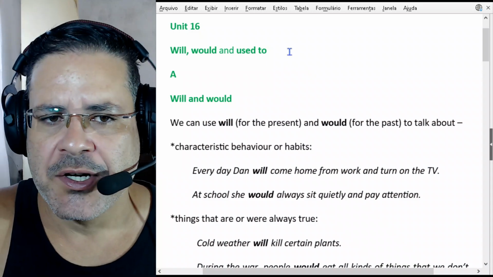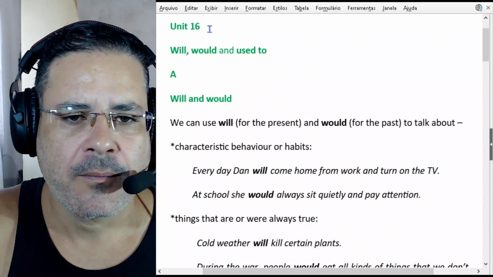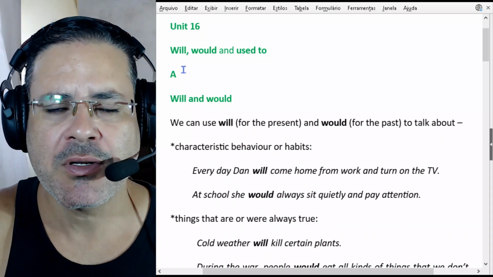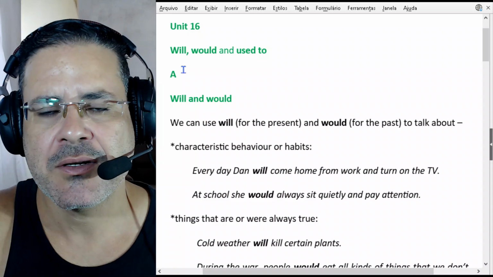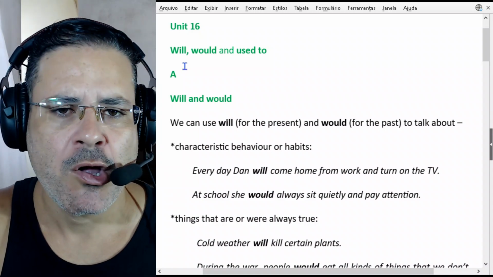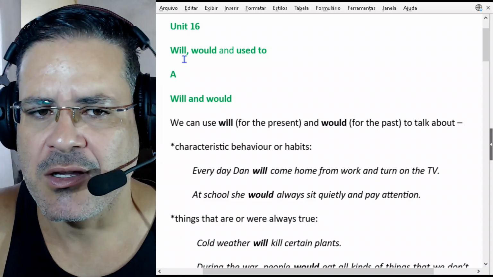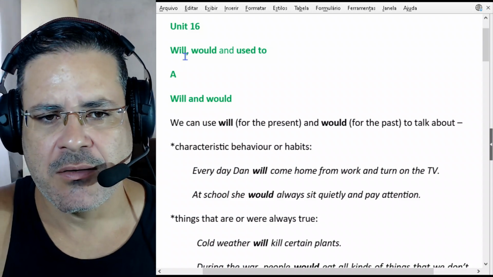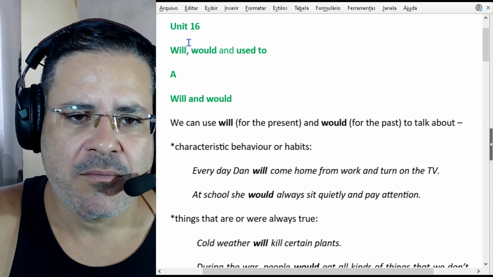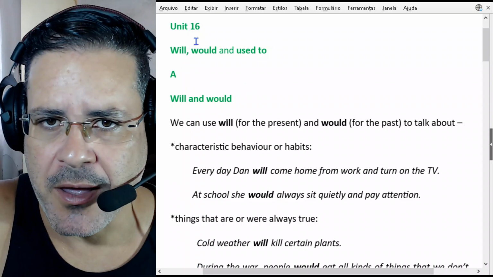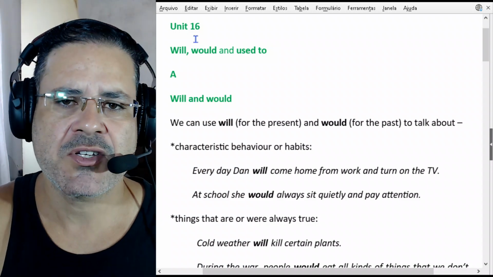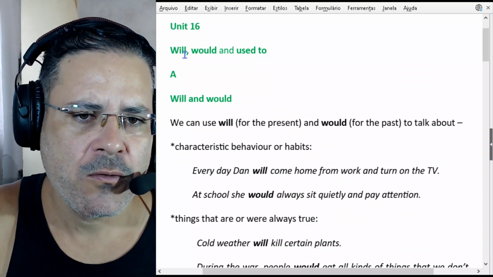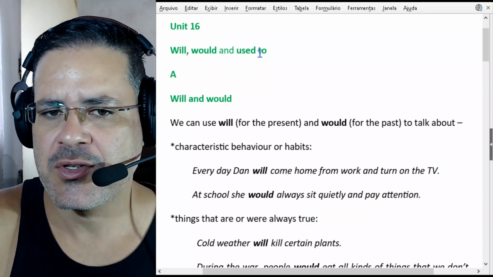Today, we're talking about Unit 16. Specifically, we're going to be talking about modal and semi-modal verbs. Will, as we've already learned in another lesson about the future, in that case is used as a modal verb, so it has a different application. We're not necessarily considering the future time, but we're going to be talking about will, would, and used to.